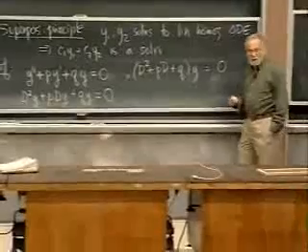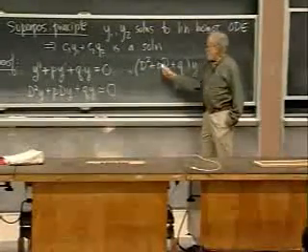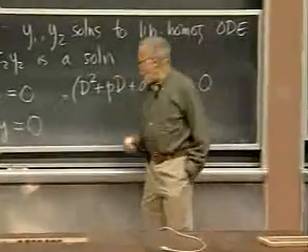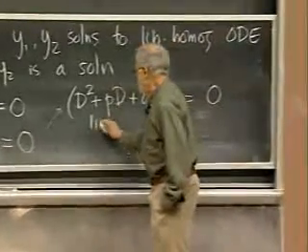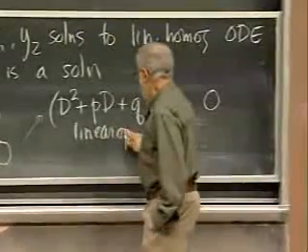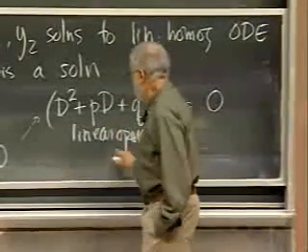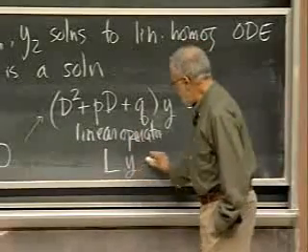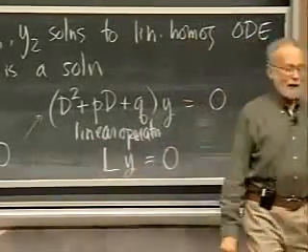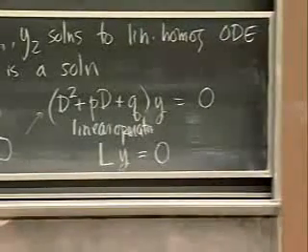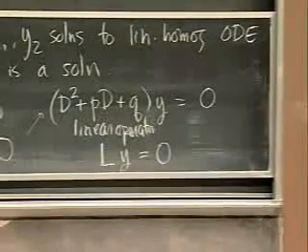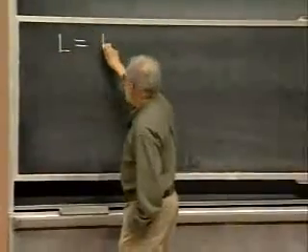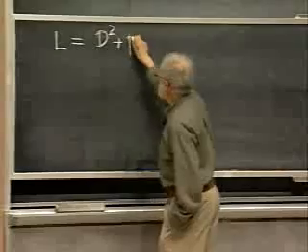And now I'll take the final step. I'm going to view this thing in parentheses as a guy all by itself, a linear operator, and I'm going to simply abbreviate it by the letter L. And so the final version of this equation has been reduced to nothing but Ly equals 0. Now, what's L? Formally, you would write L as d squared plus pd plus q.